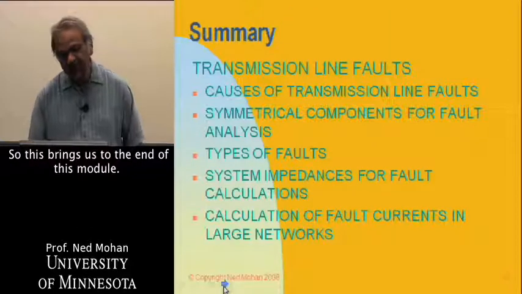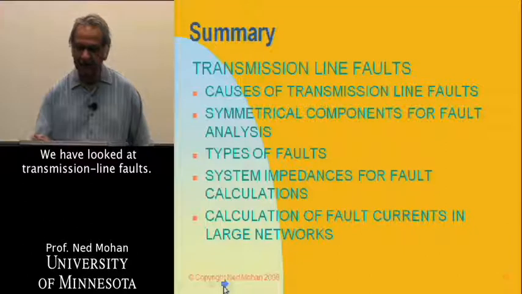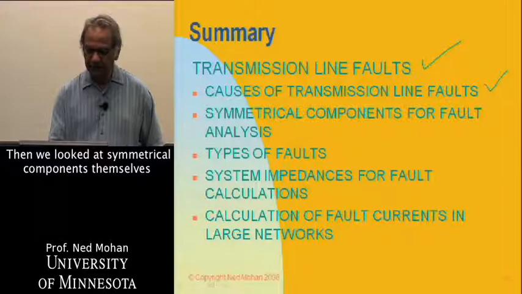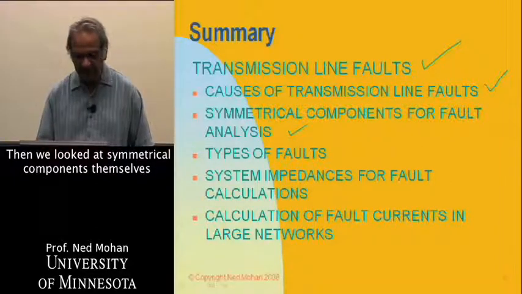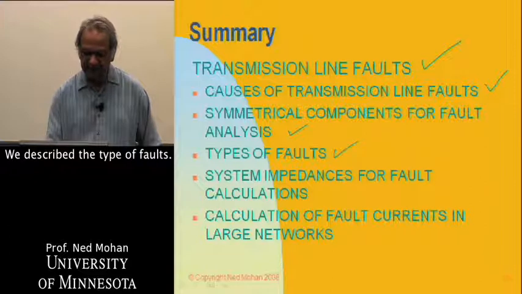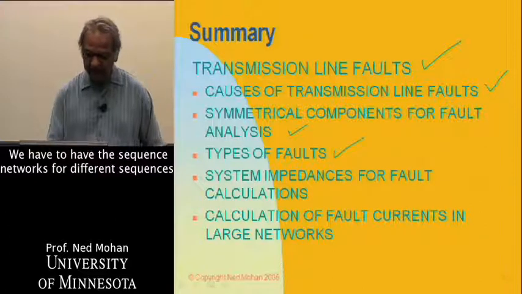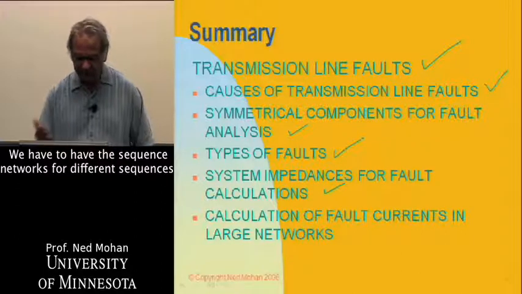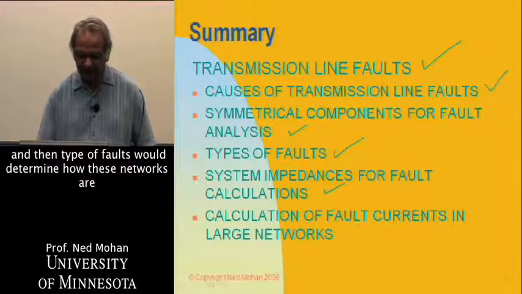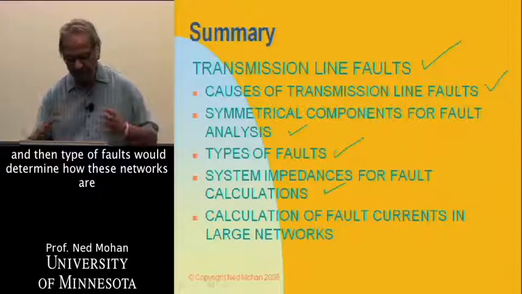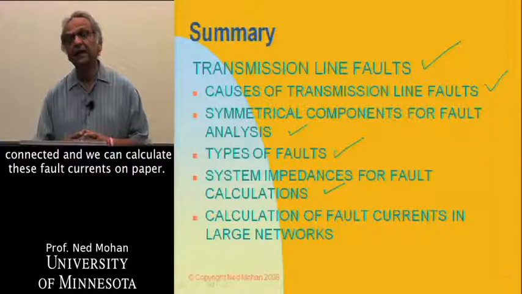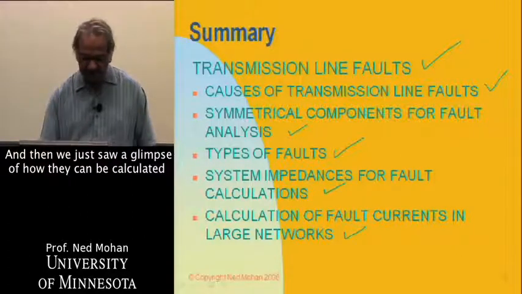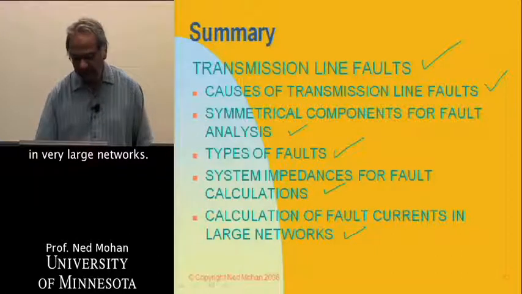This brings us to the end of this module, where we have looked at transmission line faults. First, the causes of these faults. Then we looked at symmetrical components themselves for fault analysis. We described the types of faults. We have to have the sequence networks for different sequences, and the type of fault determines how these networks are connected, and we can calculate these fault currents on paper. And then we just saw a glimpse of how they can be calculated in very large networks.